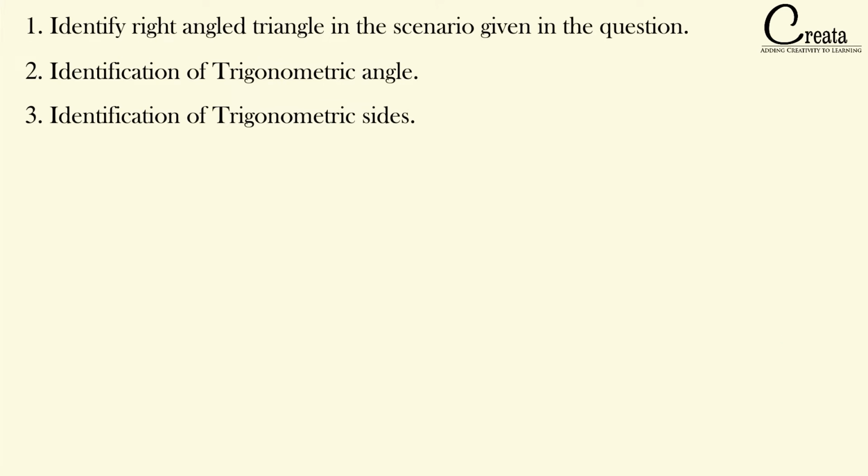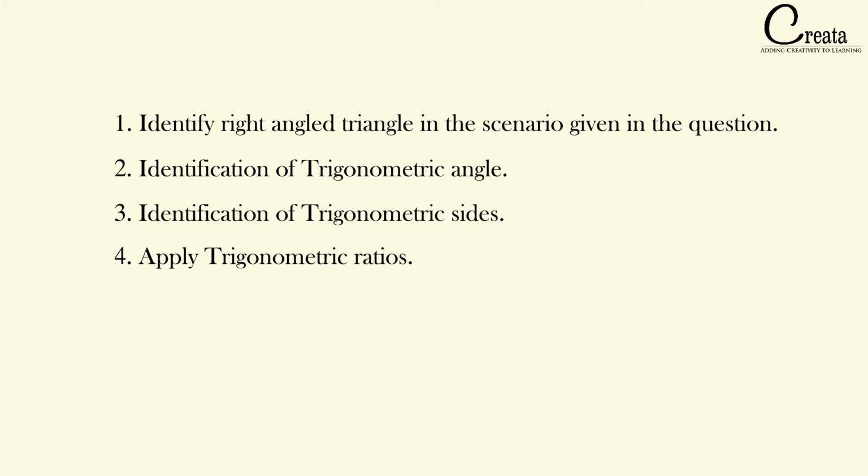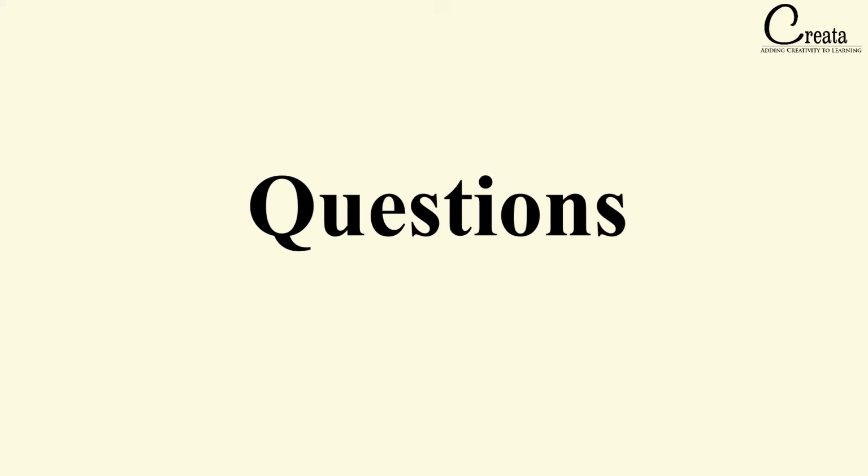The fourth step is the application of the trigonometric ratios. Once you have the trigonometric sides, you can easily apply the trigonometric ratios. These all are the trigonometric ratios and these are the formulas. Got it? No need to note down this step. As you take down more and more questions, you will understand why these steps are in this order. Okay? So these steps we will follow to solve the height and distance questions. So we have done the basic understanding of the chapter. Let's move to the questions.